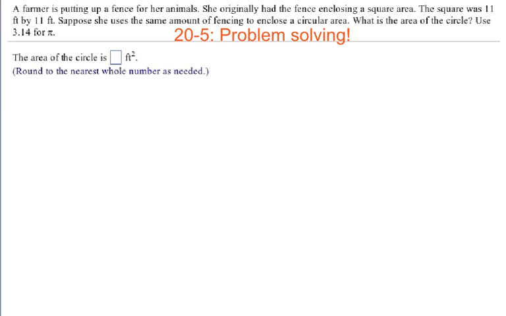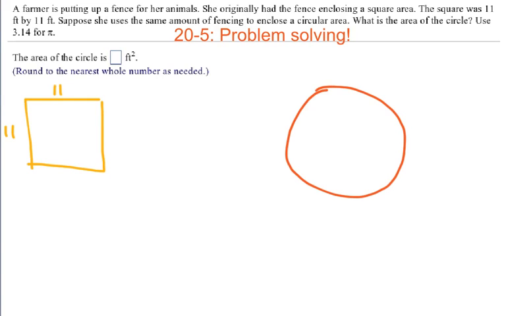So the first one: a farmer is putting up a fence for her animals, and she originally had the fence enclosing a square area. The square was 11 by 11, and that's measured in feet. Suppose she uses the same amount of fencing to enclose a circular area. What's the area of the circle? So the first thing I'm going to do is draw a diagram. We have a square that was 11 by 11, and we want to convert it to a circle, and we want to know what the area of the circle is.